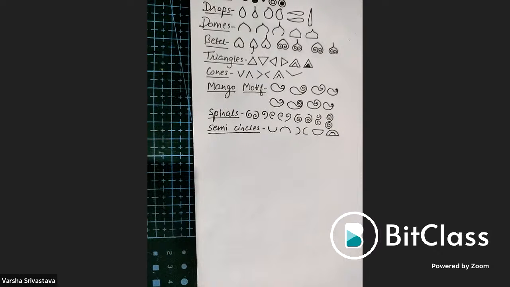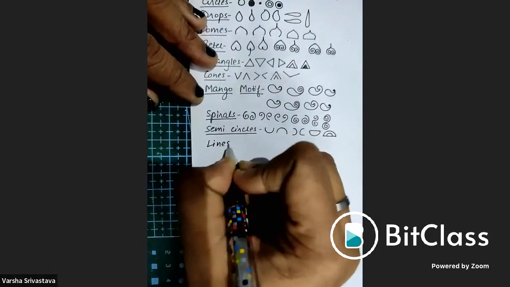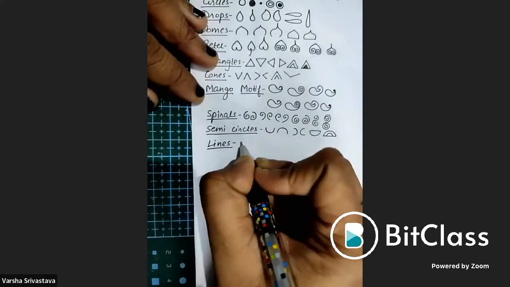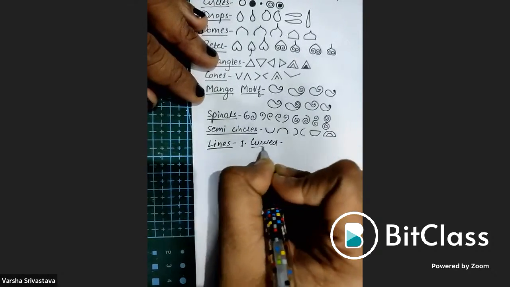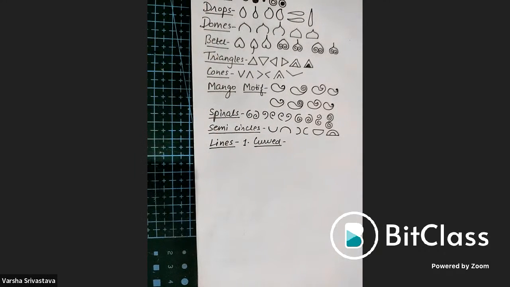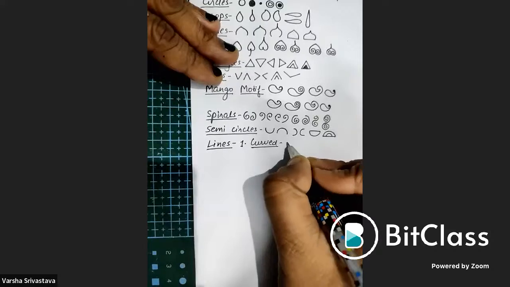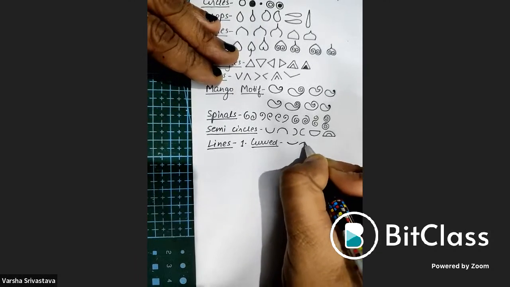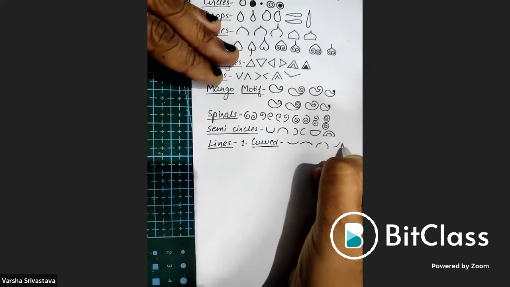Okay, now next I'm going to make the lines, and I have 7 subcategories for the lines. So the first one is the curved line. Curved. If I compare the curved line to semicircles, then the curved lines are not as broad as the semicircles. That means the semicircles are broader in comparison to the curves. So curves are just like this. And this is inwards, this is outwards.